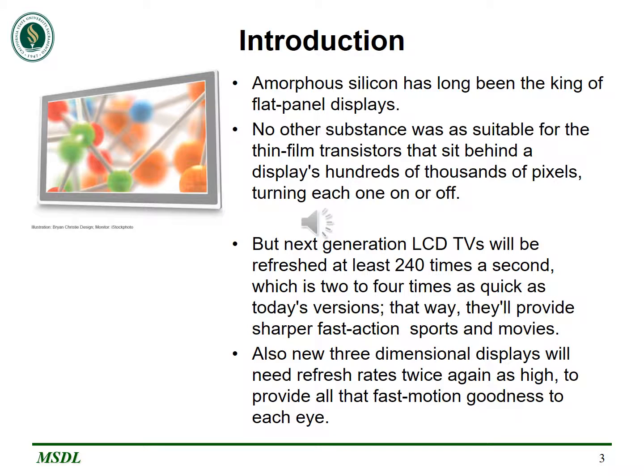But soon the domination of amorphous silicon will pass because it cannot provide what coming generations of electronic products will require. The next generation LCD TVs will be refreshed at a rate of at least 240 times a second, which is 2 to 4 times as quickly as today's versions. That's why they'll provide sharper action sports and movies. Three-dimensional displays will need refresh rates twice again as high to provide all that fast motion goodness to each eye.